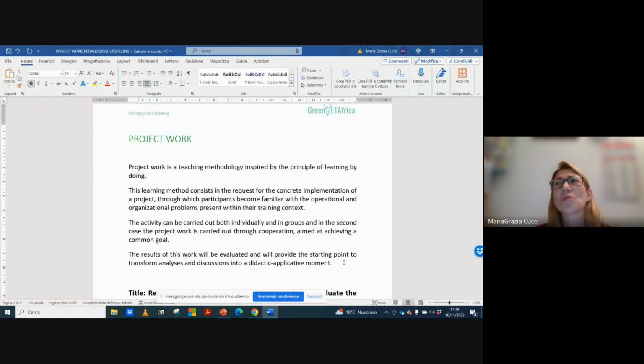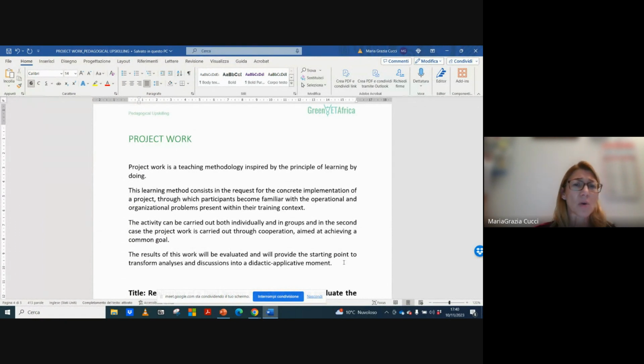I would like you to see the project work as something nice to do, not only useful, but also a way to try without any consequence, because it is always a simulation. So we can try to do it, we can try to solve it, we can try to do it both individually or in groups.